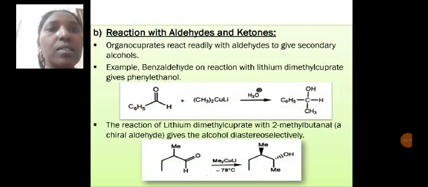Another reaction is reactions with aldehydes and ketones. Organocuprates react readily with aldehydes to give secondary alcohols. For example, benzaldehyde on reaction with lithium dimethyl cuprate gives phenylethanol. And the reaction of lithium dimethyl cuprate with 2-methylbutanal, a chiral aldehyde, gives the alcohol diastereoselectively.